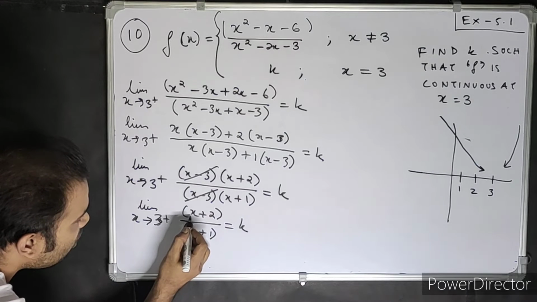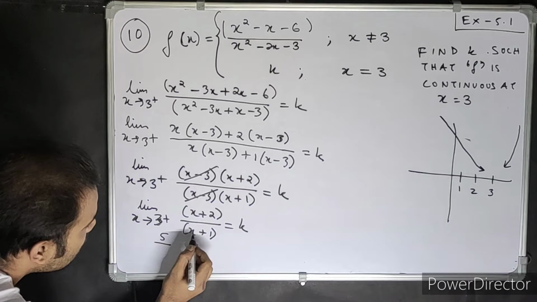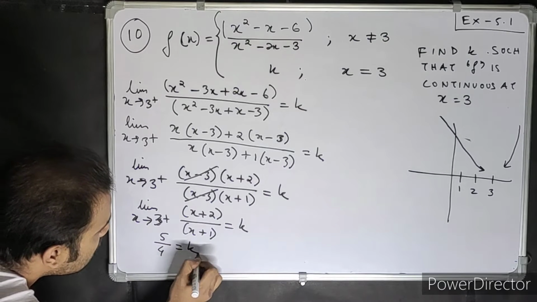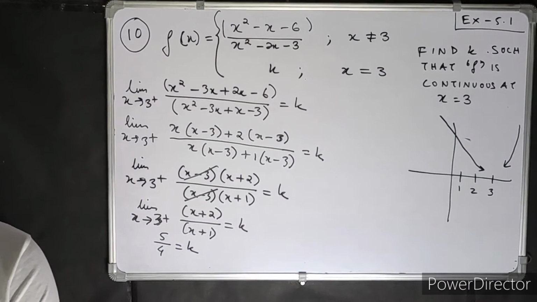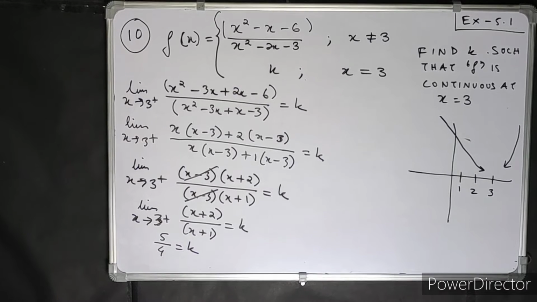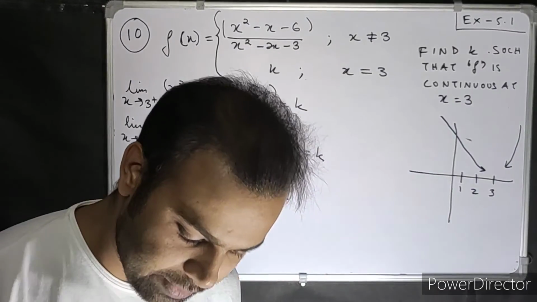So now you put 3: 3 plus 2, 5. Over here 3 plus 1, 4 is equal to k. Okay, let's check the answer. Question number 10, 5 by 4. Correct answer. Let's go on to question number 11.